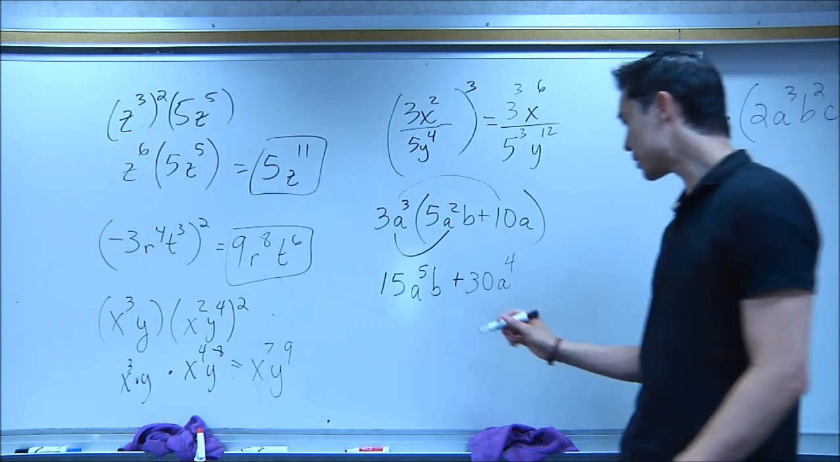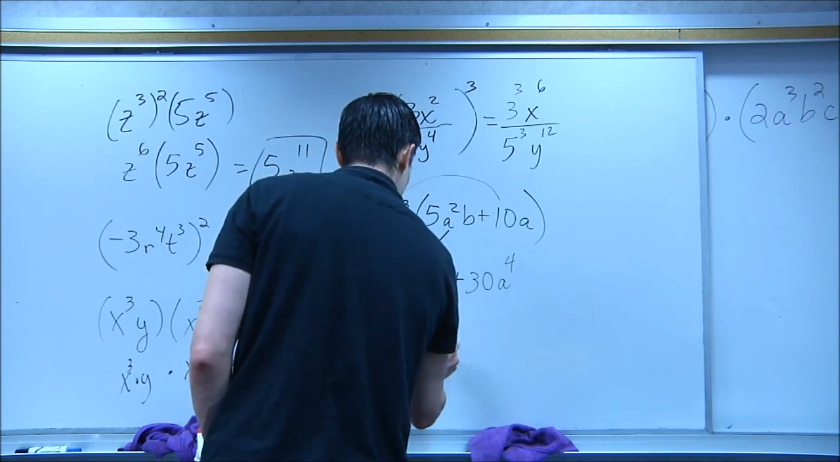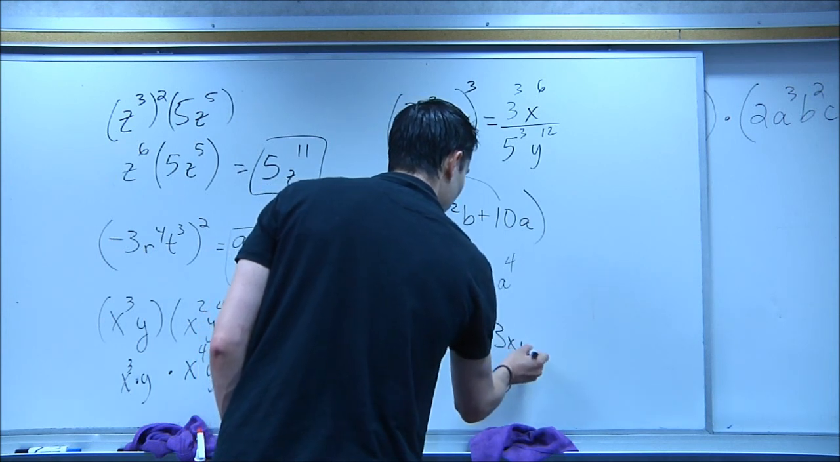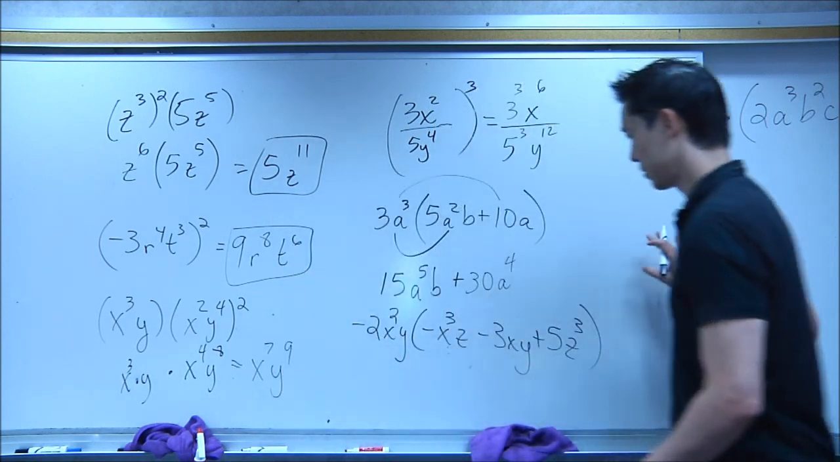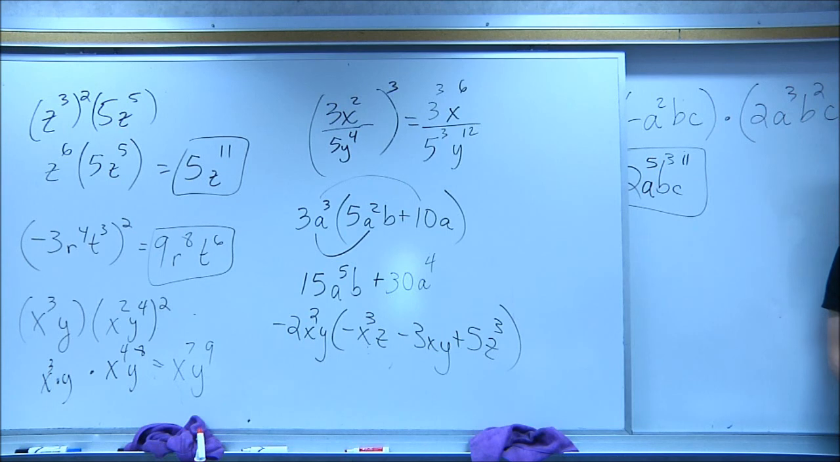Okay, negative 2x squared y, parentheses, negative x cubed z minus 3xy plus 5z cubed. Do that one individually. You're distributing that negative 2x squared y to each piece. Some of them you can combine, multiplying the variables so you add the exponents, and some you can't.